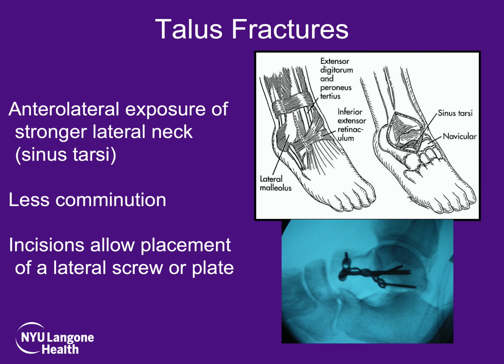The anterolateral exposure is started at the tip of the fibula and extends toward the fourth metatarsal over the sinus tarsi. The EDB and peroneals interval is developed down and opened into the sinus tarsi. There is some fat which is excised. Usually there's less comminution and a reduction can be made easier on this side. This allows for dual fixation with screws or a plate on the lateral side as well.